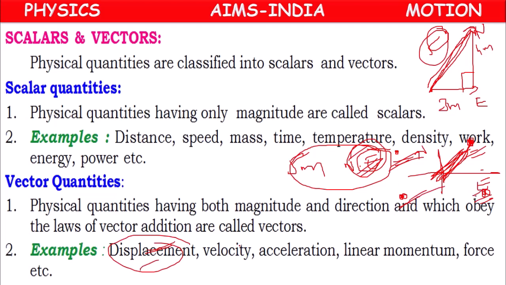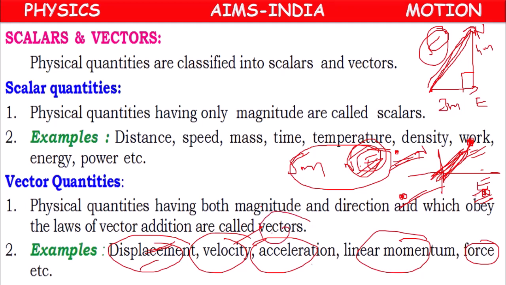So displacement, velocity, acceleration, linear momentum, force. About all these quantities we are going to learn, children. These quantities are called vectors, because along with magnitude, they need the help of direction for describing them.